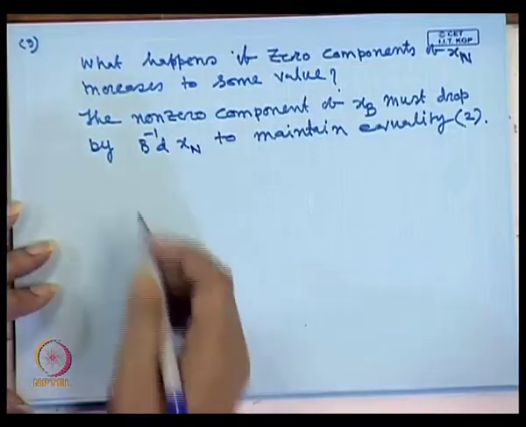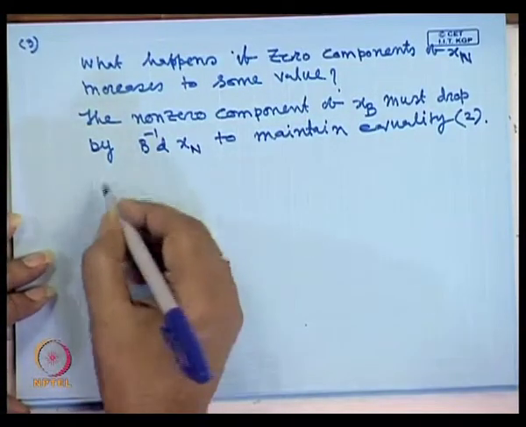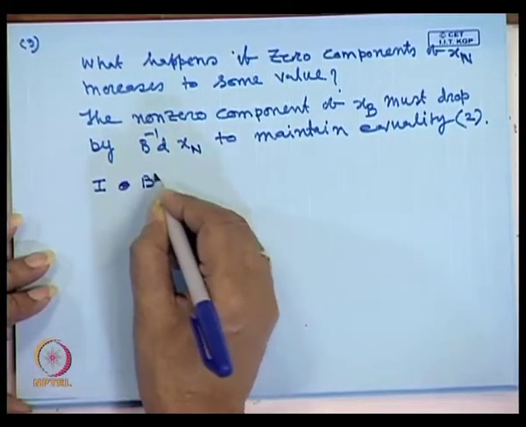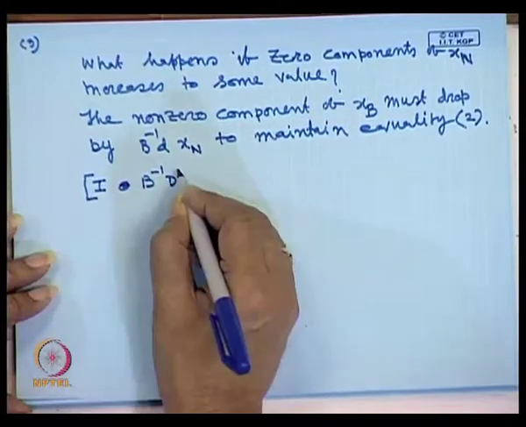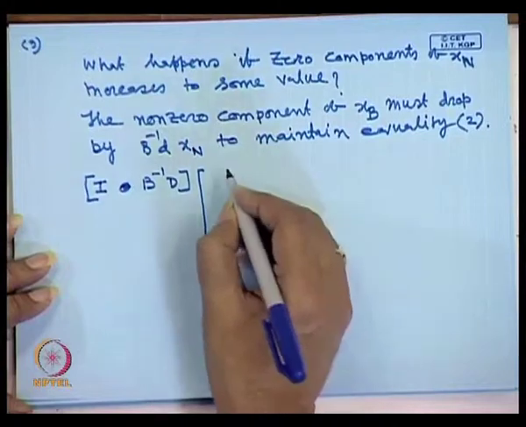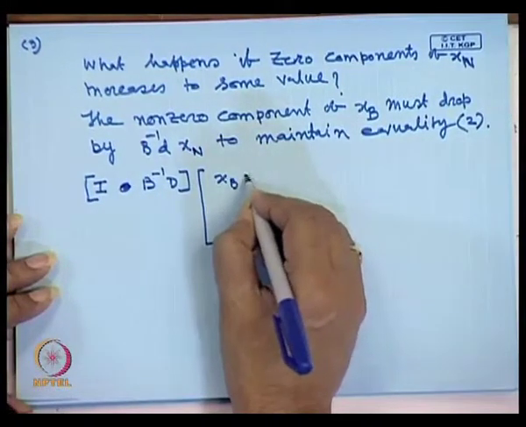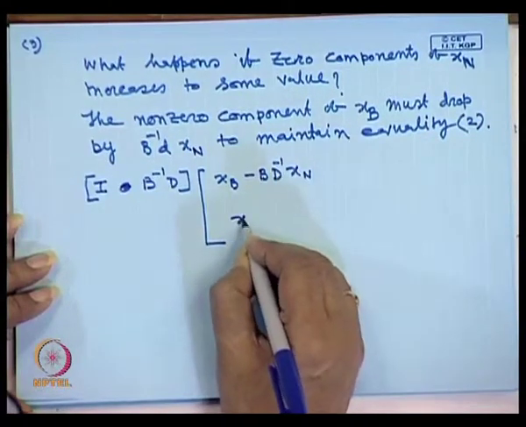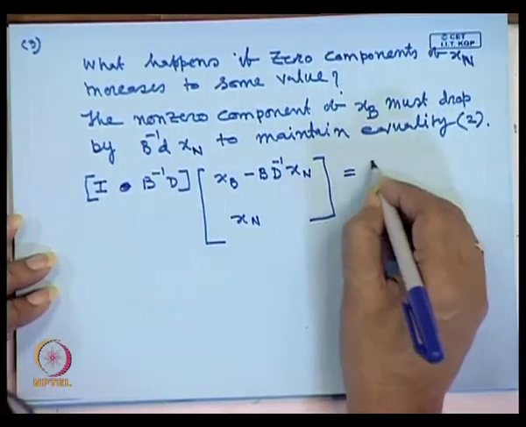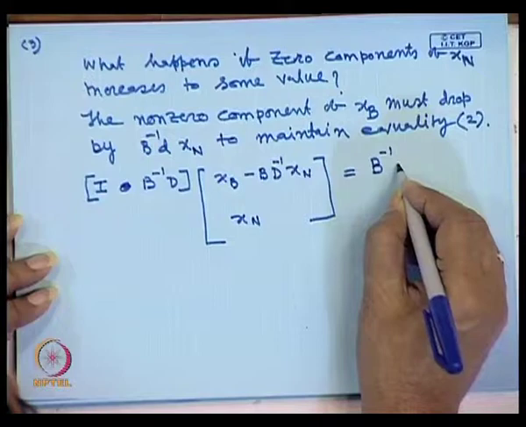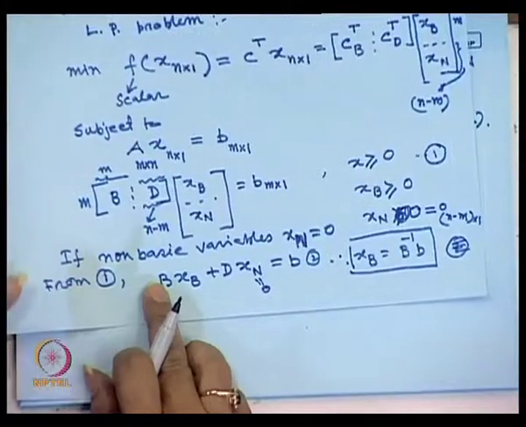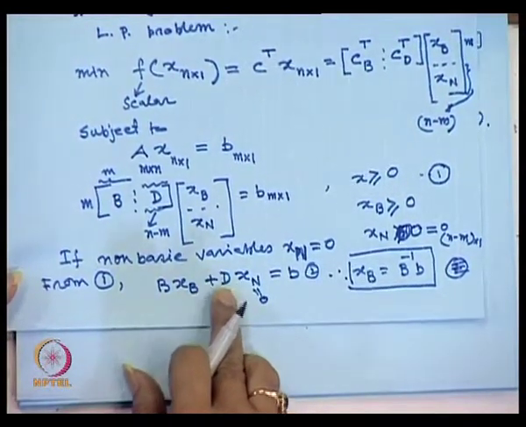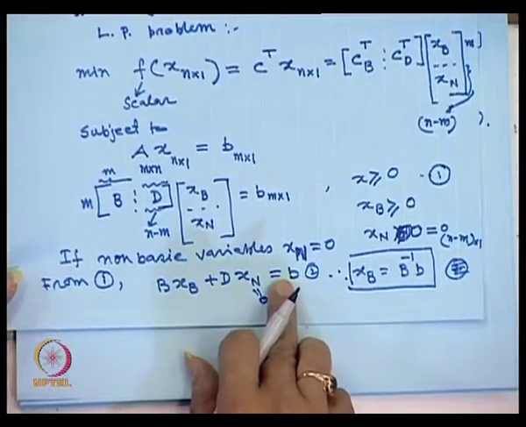So, we can write from this equation, I minus B inverse B, I minus B inverse D x_B minus B inverse D x_n must be equal to the right hand side B inverse b. See what I did here: on both sides I multiplied by B inverse, agree. So, x_B now is written as B inverse b minus B inverse D x_n, agree, and the right hand side is B inverse b.